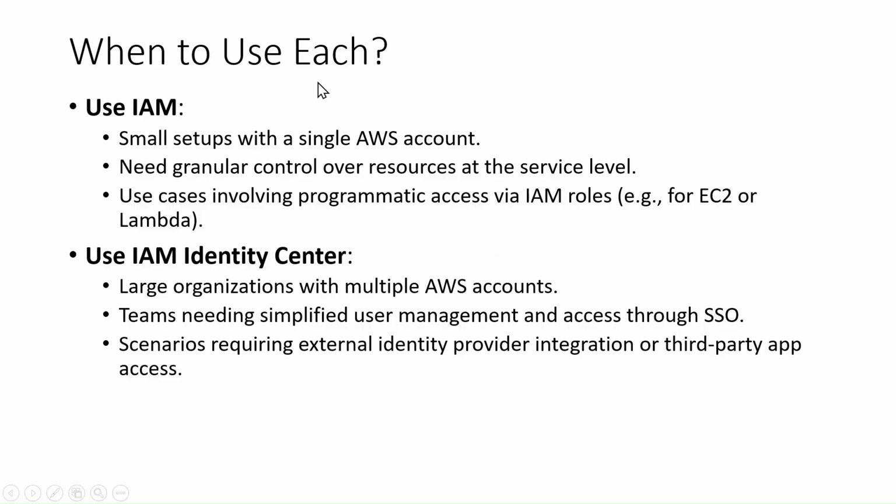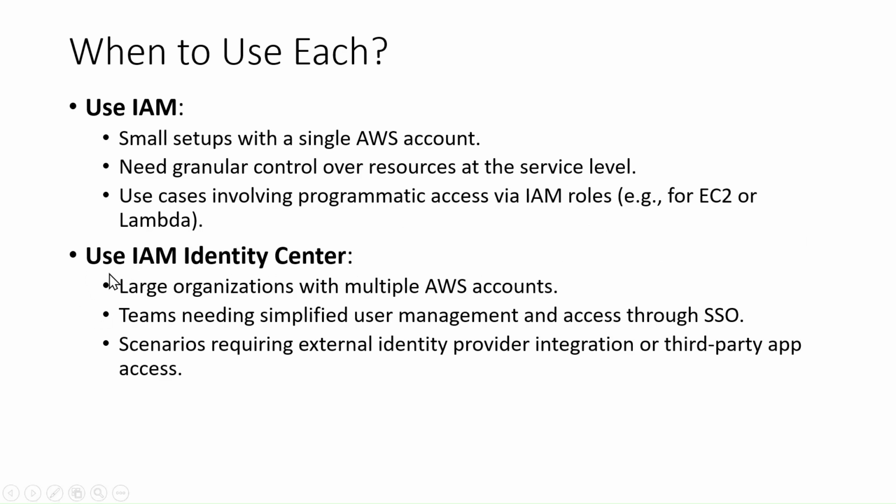Fine. So when to use what? When should we choose IAM? For a small setup within a single AWS account. If you have one account and you want that same account to be distributed across your team, then you can go with this one. Also when you need granular control over resources at service level, so you can control the permissions within the resources of your AWS. Use cases involving programmatic access via IAM roles: we can have programmatic access, or we can go with console login, both. For example, EC2 or Lambda.